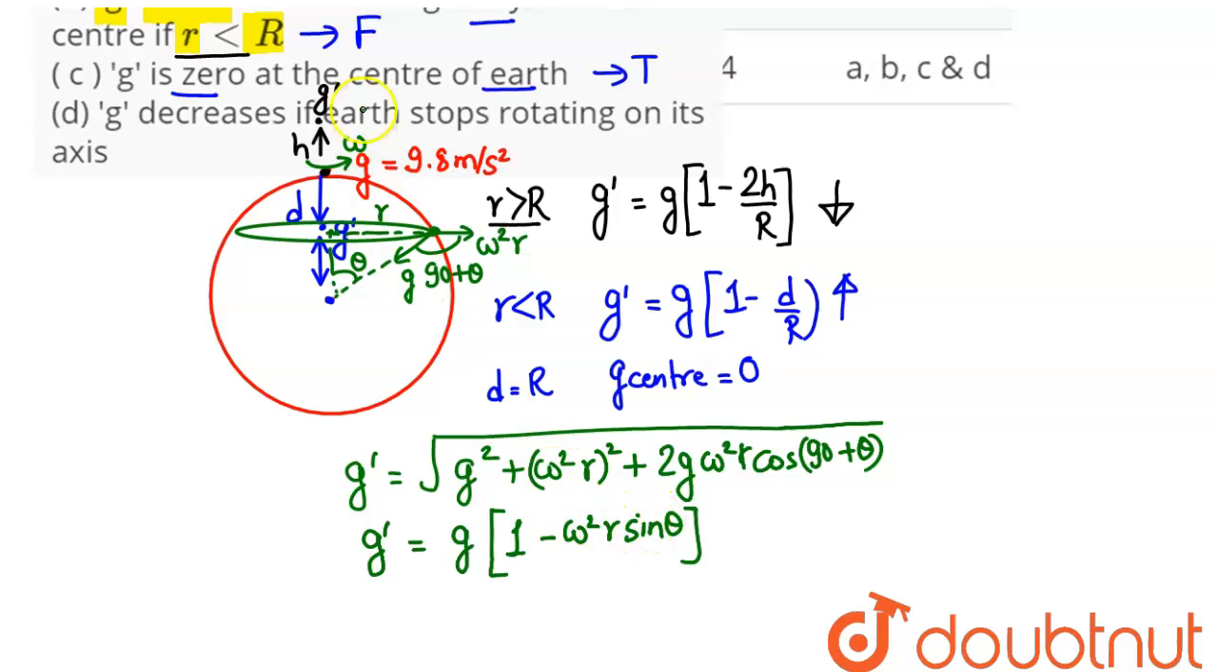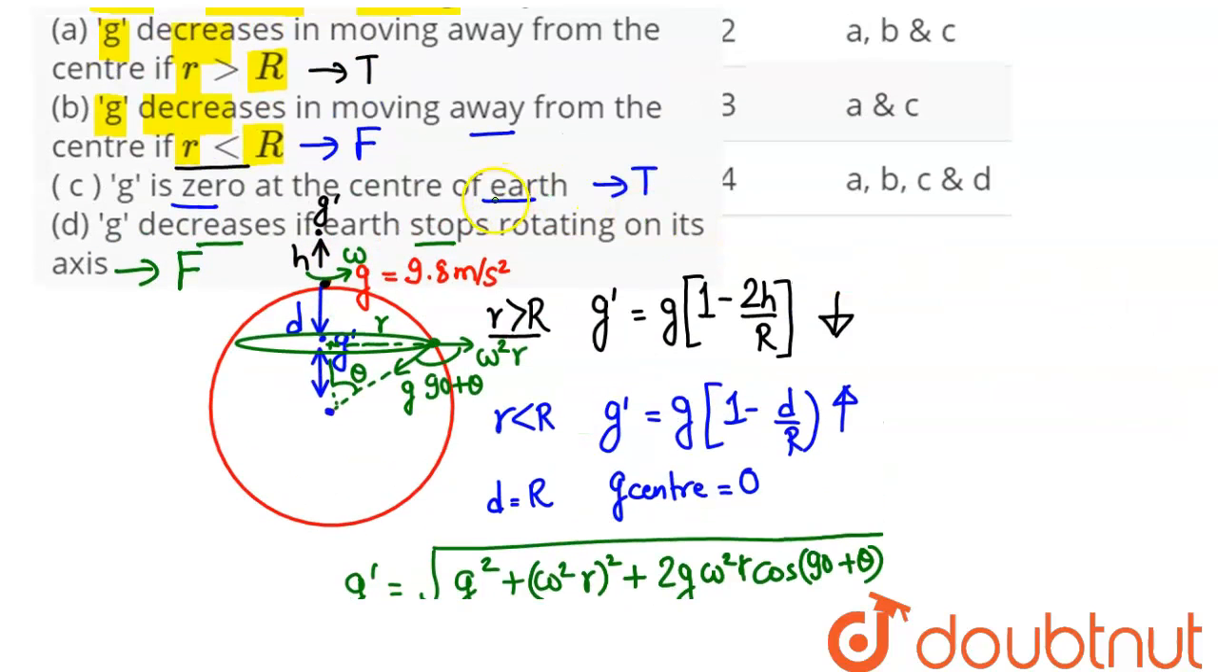So here it says if earth stops, this omega square part will become 0, hence the value of g dash will increase, but it says it decreases, hence option number D is false. So the correct options here are option number A and option number C, which is our third option. So option 3 is our answer.